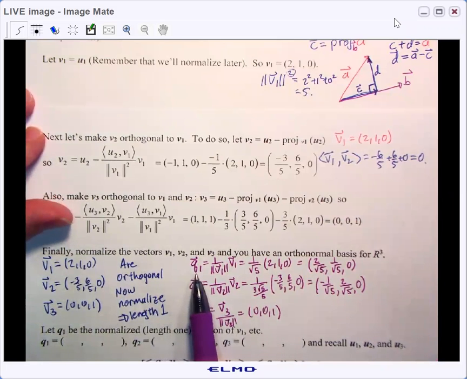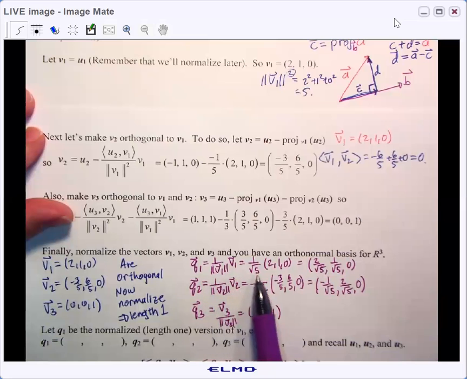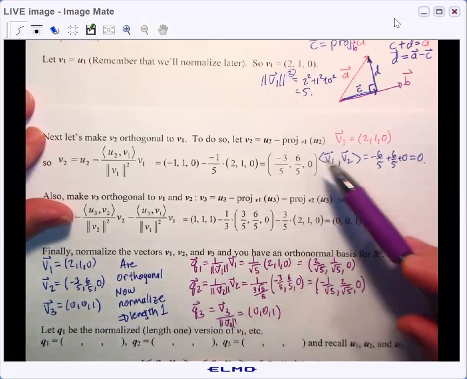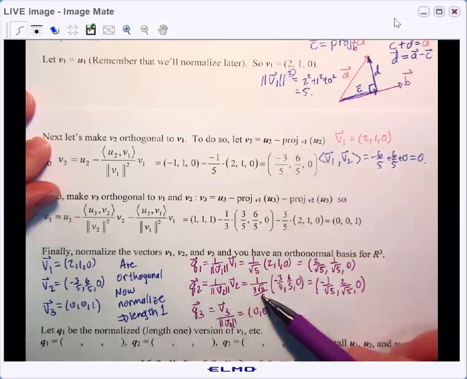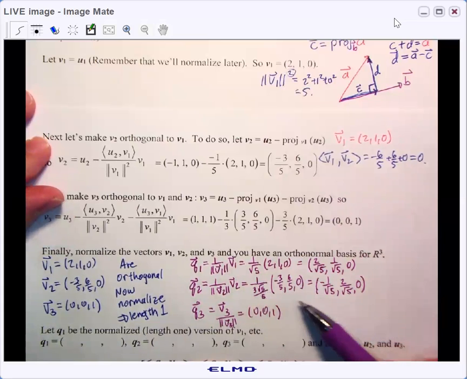So we remember that to make a unit vector, we take our vector, non-zero vector, I should say, and divide by its length. And so we would then get that Q1, our final step here, is 2 over square root of 5, 1 over square root of 5, and 0. Q2, which is the V2 vector multiplied by 1 over its length, turns out to be negative 1 over square root of 5, 2 over square root of 5, and 0.